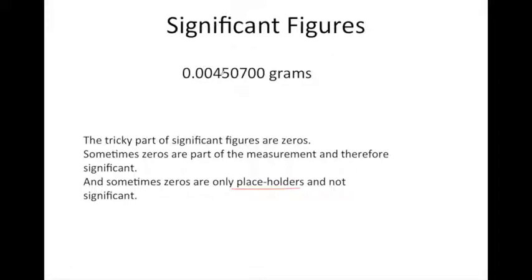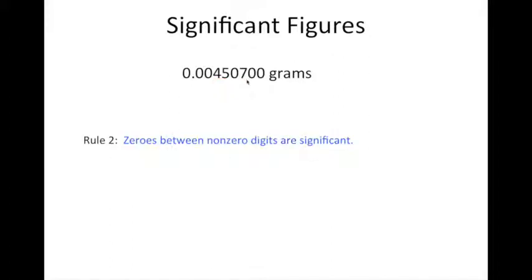So our first rule, of course, was any non-zero number is significant. Our second rule is that zeros in between non-zero digits are significant. These are sometimes called captive zeros. So here we have this 0 in between the 5 and the 7. It's in between two non-zero numbers. So that 0 we know is part of the measurement and is considered significant.